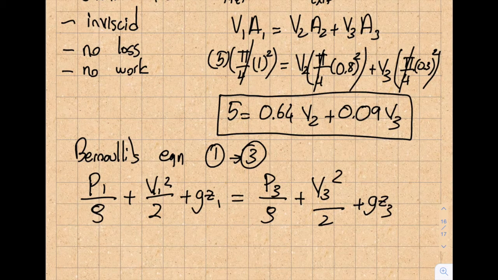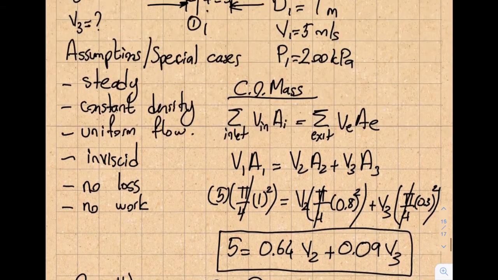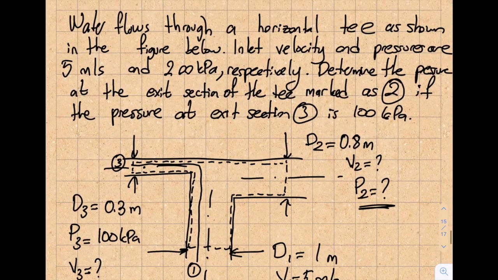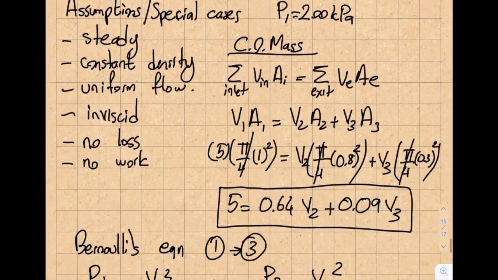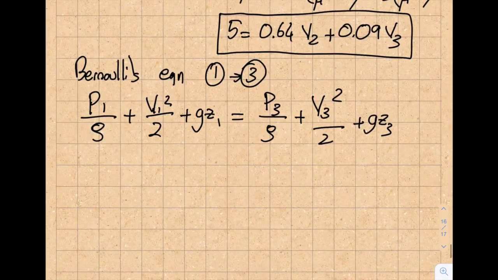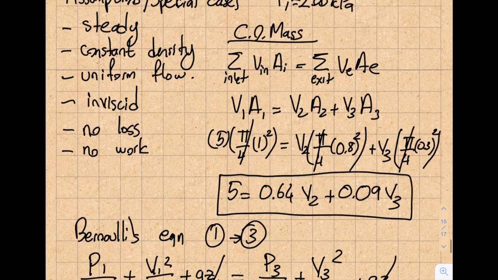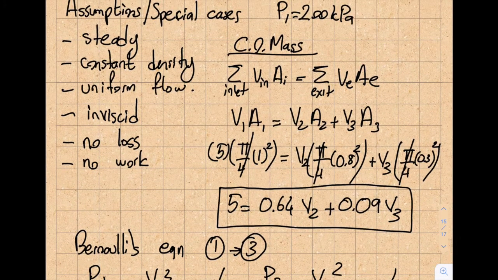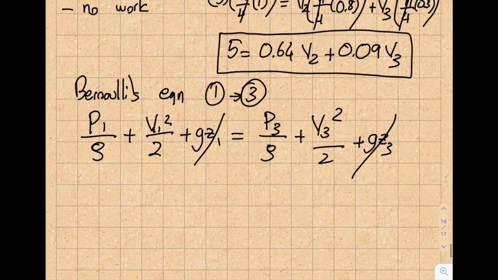Okay? Now, if I go back to the question statement itself, what it says is this is a horizontal T. What it means by horizontal T is that I don't have to worry about these gravitational changes or Z changes, right? The elevation changes. If you want to be consistent, you can add it to the assumption section, but you don't have to, because that's not an assumption. It's given to me in the question statement, okay? So I simply get rid of that.